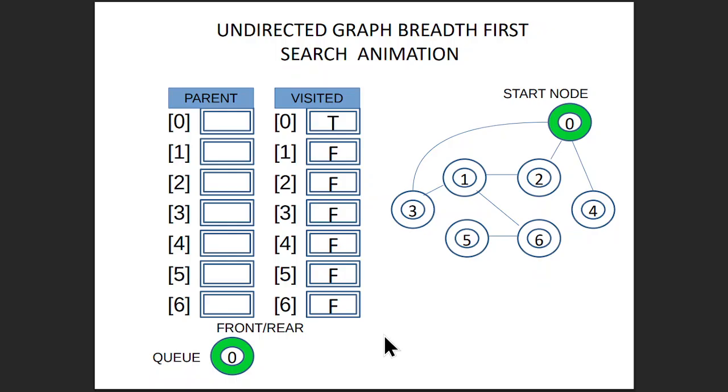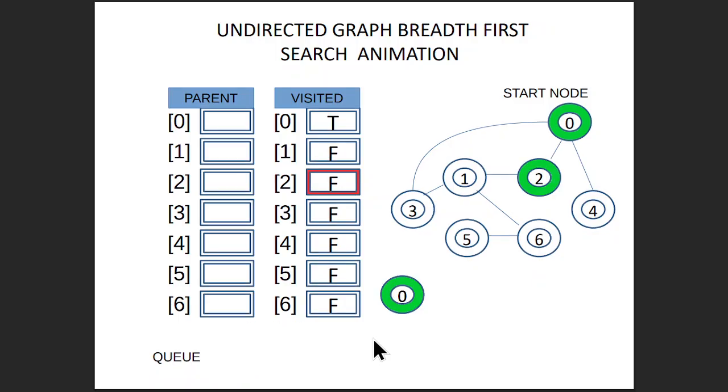Okay. So to start with, we start from vertex 0. So vertex 0 is added to the queue, or enqueued, and it is set to visited as true. Okay. So the algorithm begins by checking if the queue is empty or not, step 1. Then in step 2, it is going to dequeue that vertex and process it. So processing involves looking at all the adjacent vertices to the one that is dequeued.